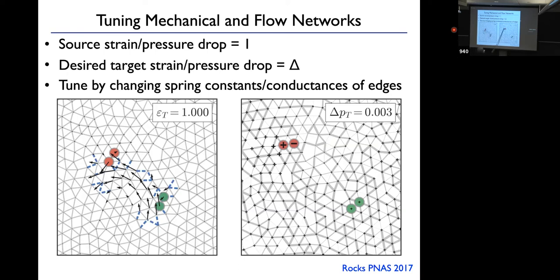And here's a flow network. So I start out with a pressure drop, which I'm going to call 1, at the source. And I want to tune my target pressure drop across this edge to be 0.2. And you see it starts out very small. And now I'm going to tune the conductances of the edges. And as I do that, again, the blue dashed ones are the ones that effectively get removed. These pluses and minuses give you the signs, and the size gives you the magnitude of the pressures on the nodes. And you see that eventually it does reach the desired value.